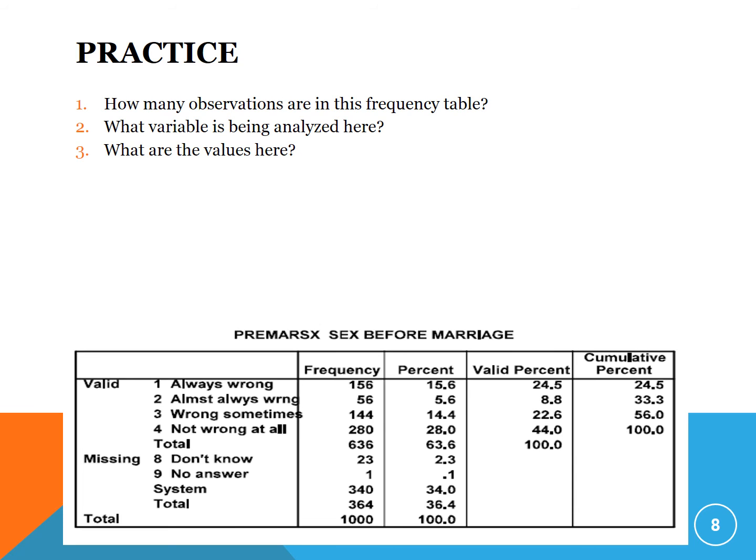What are the values? Well, we've got 4 valid values. We've got other values here, but they're under the missing category. So our 4 values are: always wrong, almost always wrong, wrong sometimes, not wrong at all. Those are our values. That's it. The other things under missing, we never consider those values. They are there and we need to take account of them, but we never say that was a value, because it's not a value. It's missing data.